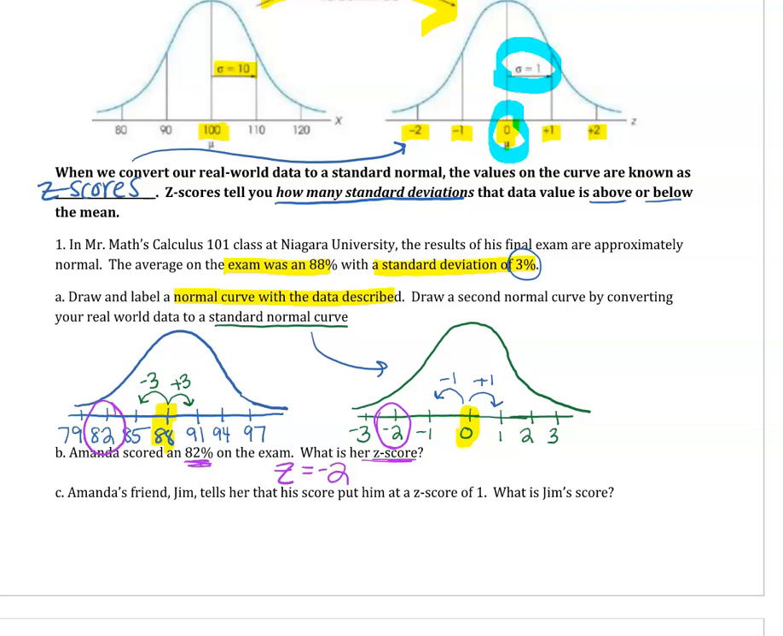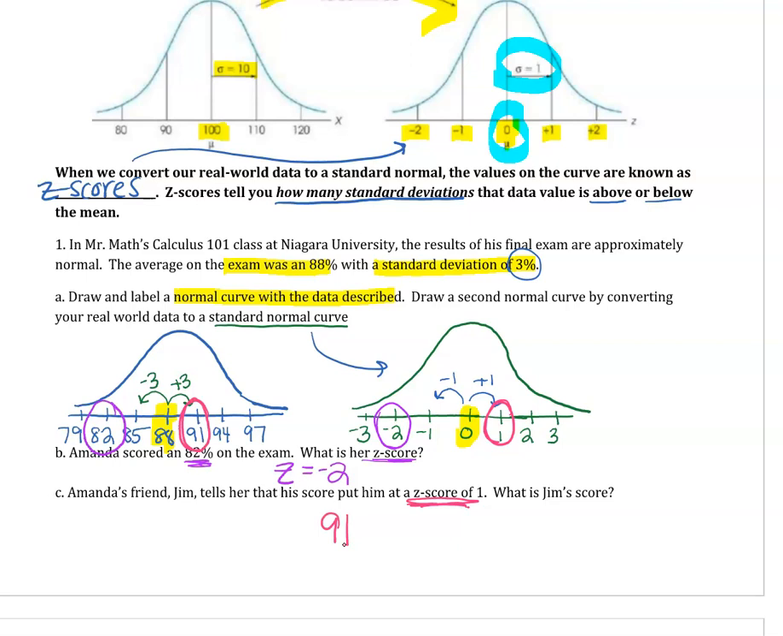Amanda's friend Jim tells her that his score put him at a z-score of 1, because yes, this is how we talk about our scores. Well, maybe now we will. So if his z-score is 1, that means he's here. Compare that to your other data, that's 1 skip to the right of your mean. So that means he scored a 91. And that's just going back and forth between our standard normal and interpreting that in a z-score.